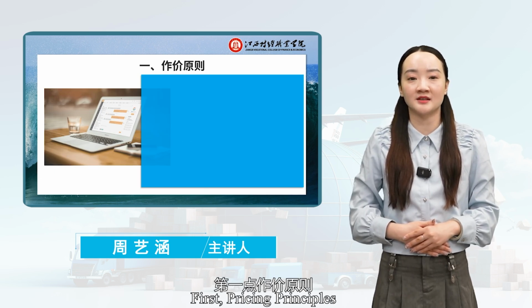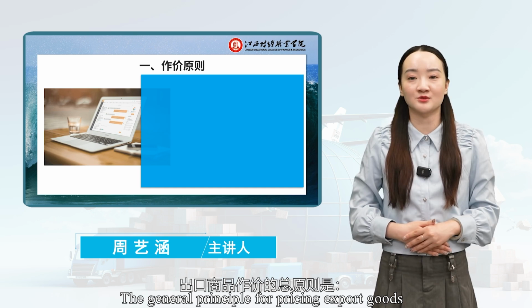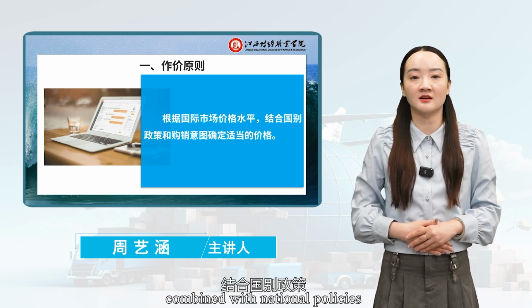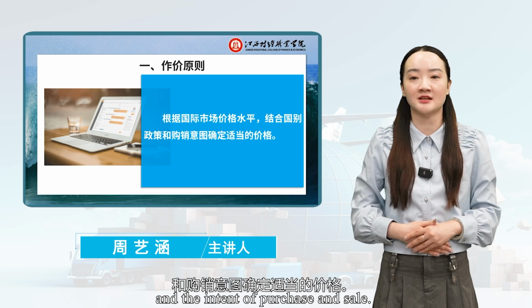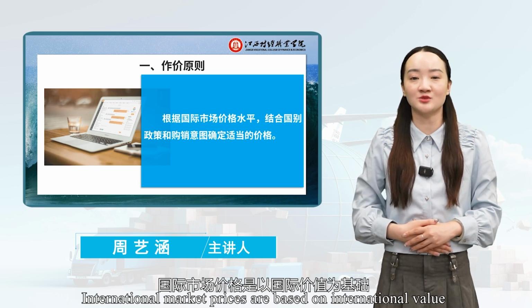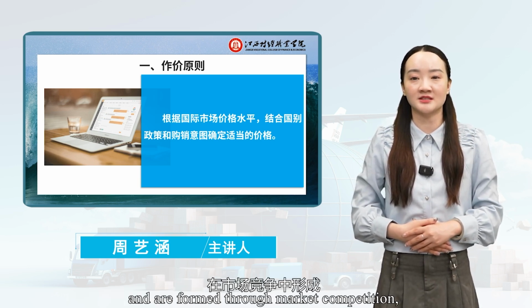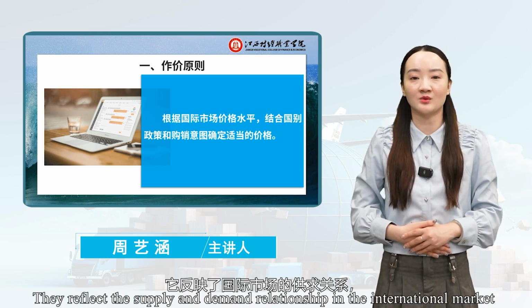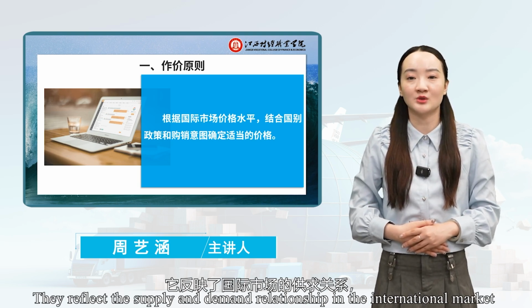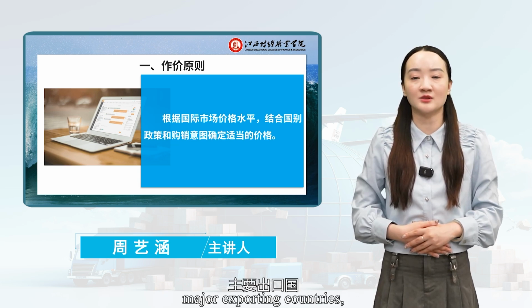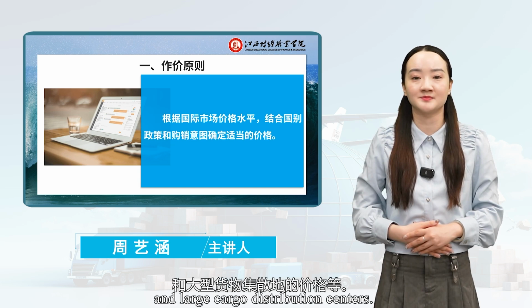First, pricing principles. The general principle for pricing export goods is to determine an appropriate price based on the international market price level combined with national policies and the intent of purchase and sale. International market prices are based on international value and are formed through market competition accepted by both trading parties. They reflect the supply and demand relationship in the international market, such as prices at commodity exchanges, major exporting countries, and large cargo distribution centers.